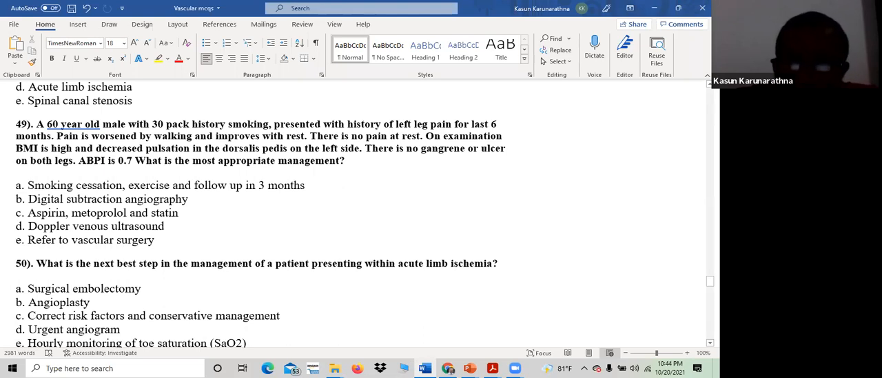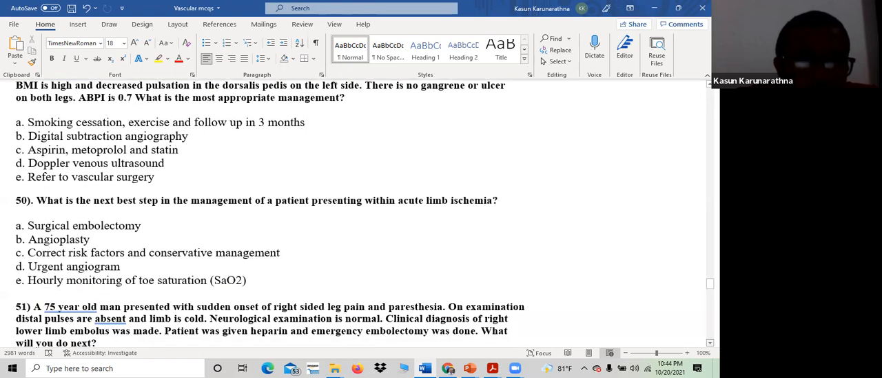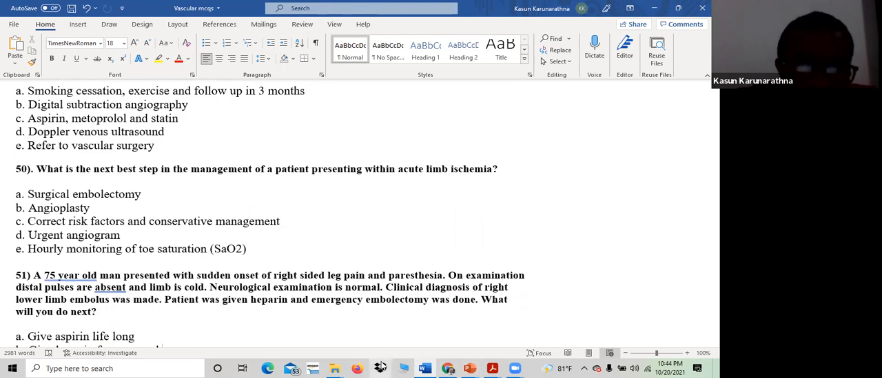Question 50. What is the next best step in the management of a patient presenting with acute limb ischemia? What is the answer for question number 50? Surgical embolectomy, angioplasty, correct risk factors and conservative management, urgent angiogram, hourly monitoring of the toe saturation. Why D? What is the best step in the management of acute limb ischemia? Yes, it should be a surgical embolectomy.